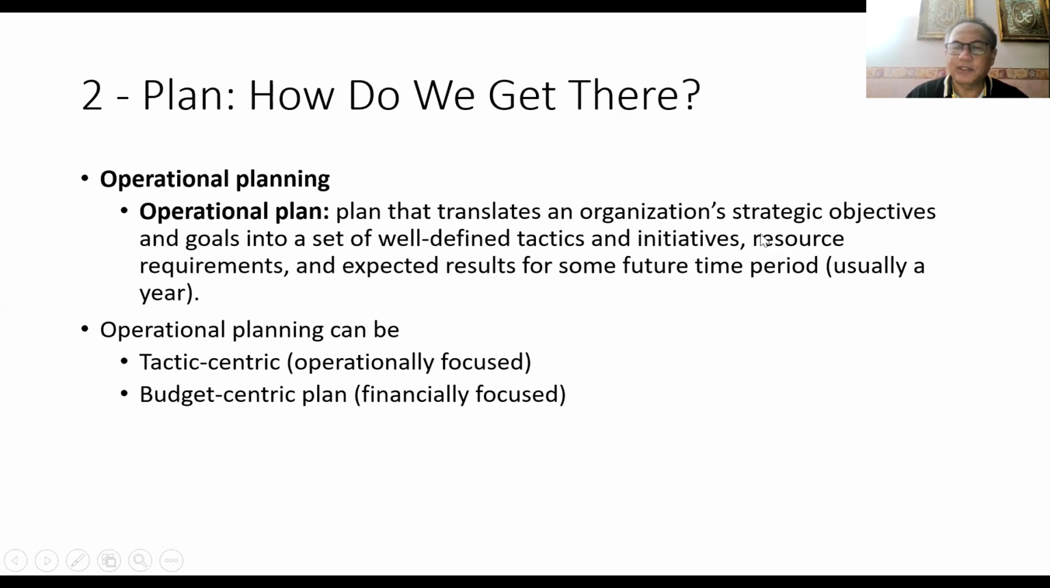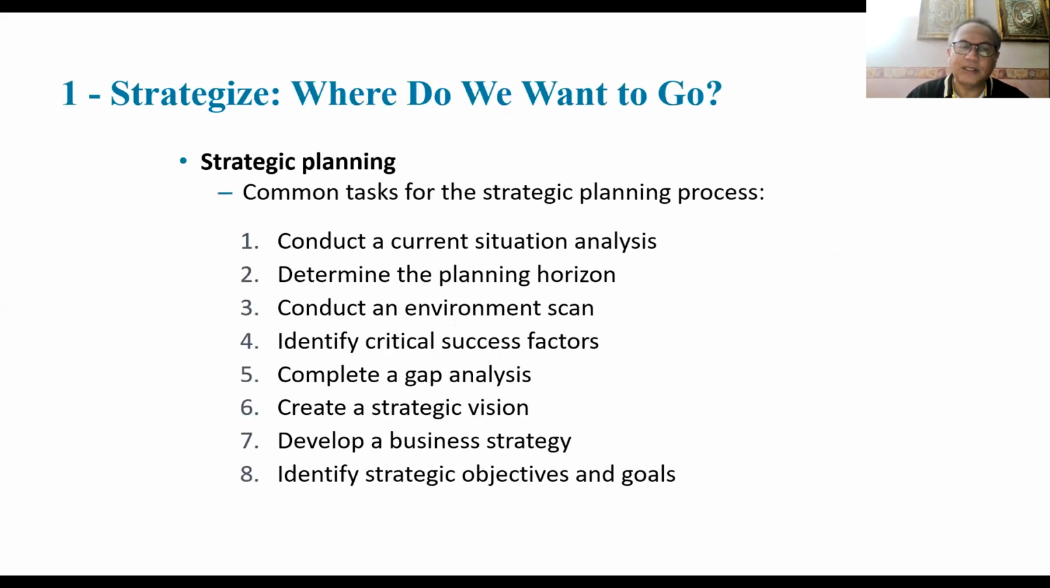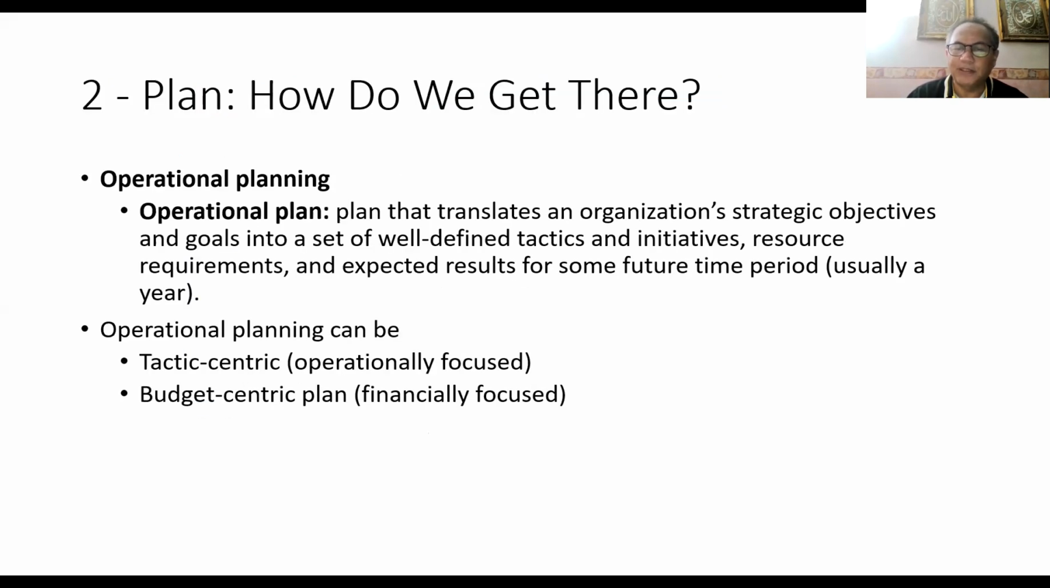Then what are your resource requirements? What do you need to implement your operational planning? And what are the expected results for some future time period, usually a year. Commonly strategic planning goes beyond one year, maybe three to five years, but operational planning is year by year. Here I do not detail the financial planning, but it is in my notes.